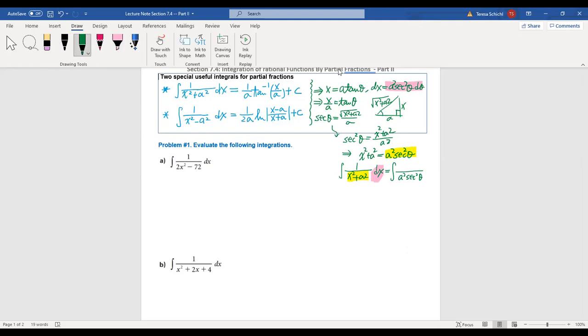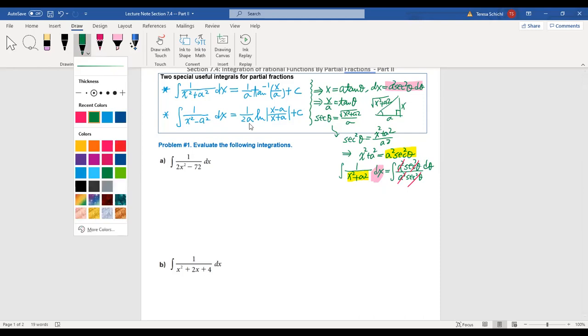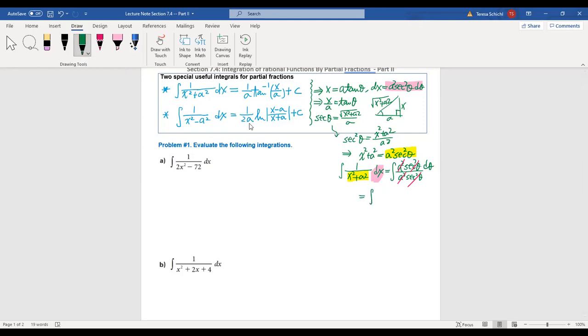So I can do this one is a squared secant squared theta d theta. Wow, it turns out pretty good. See here, the a squared cancels, the secant squared theta cancels. So this integration will just be what? 1 times d theta, right?